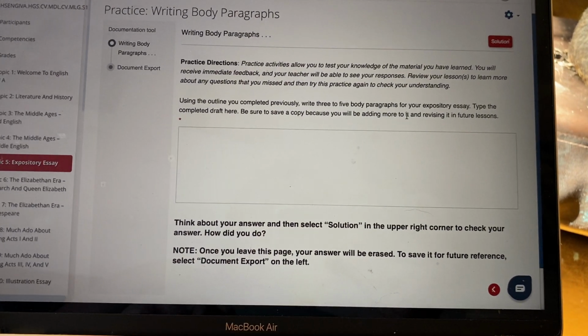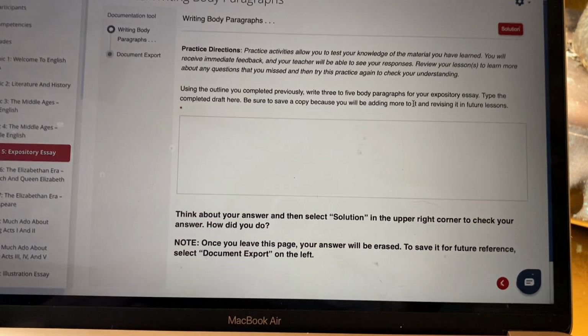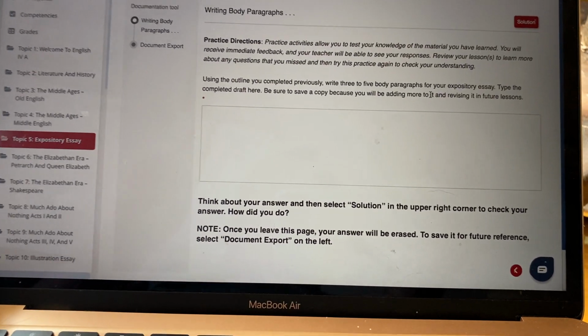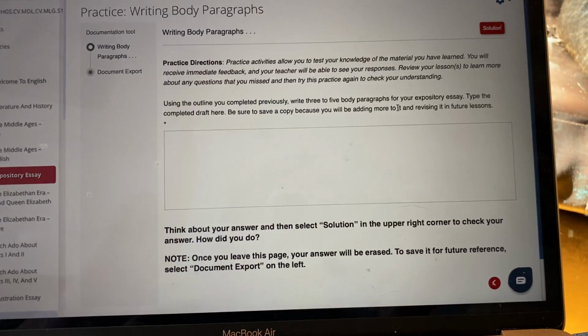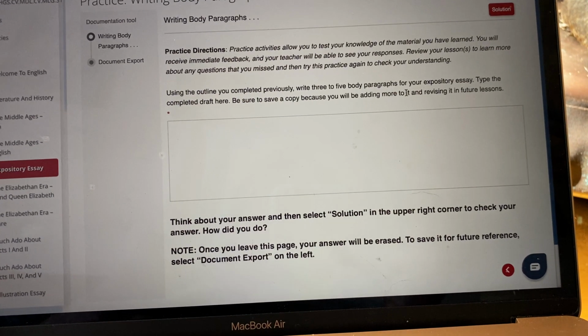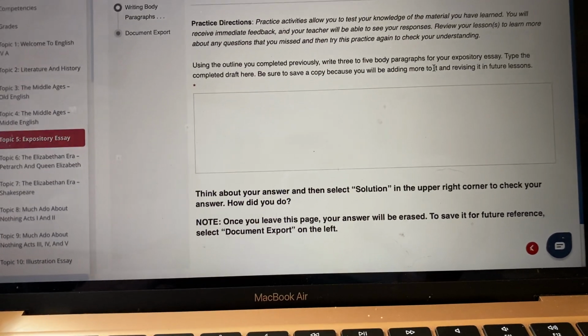But the important things to remember: use your resources, reread topic 4, reread the source material, watch the videos, and then complete your essay.